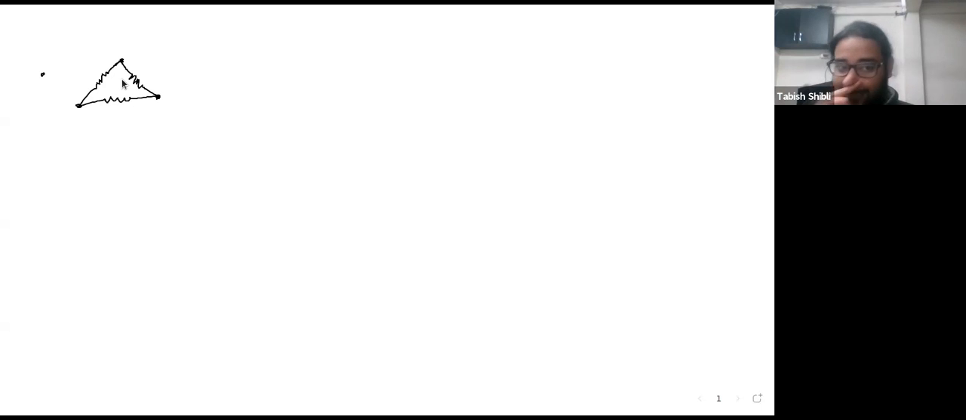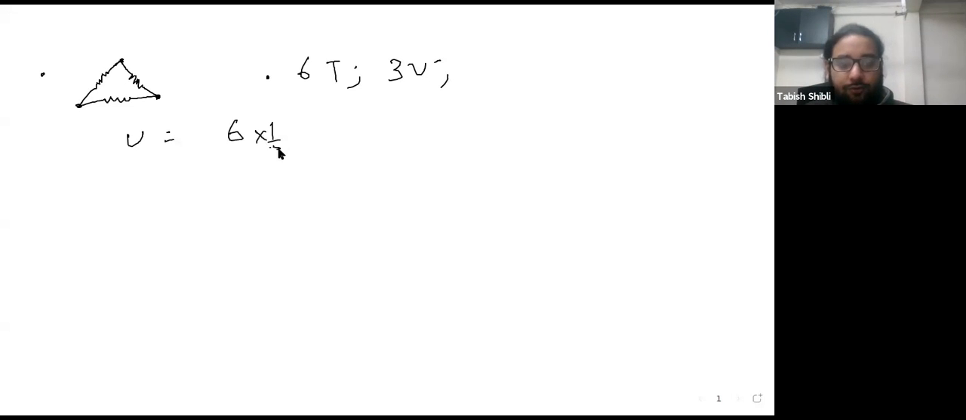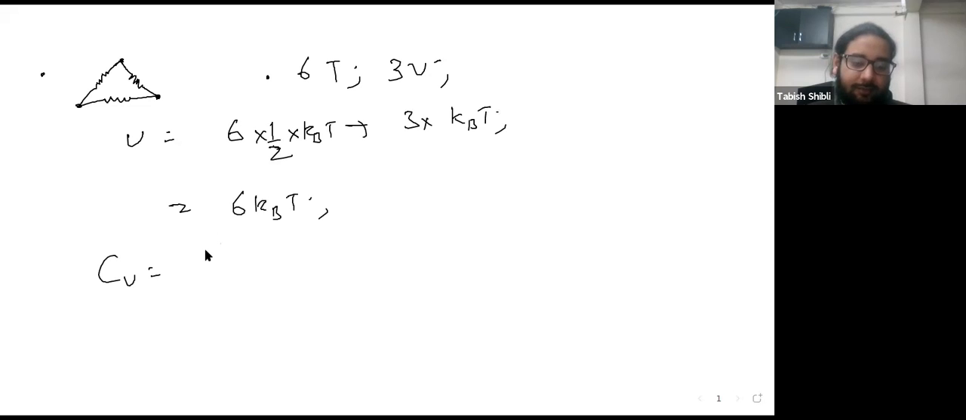Lovely. So in this case, what do you have? As per usual, there are six translations, and how many vibrations? There are three vibrations, right? So because of the translations, 6 into 1/2 into kBT plus 3 into kBT. So that will give you 3 plus 3, that's 6 kBT. So CV is nothing but 6R and CP is nothing but 7R, and gamma is equal to 7 by 6. Lovely.